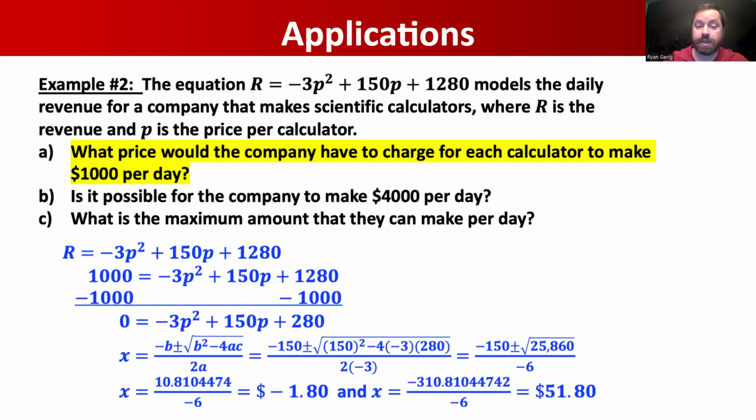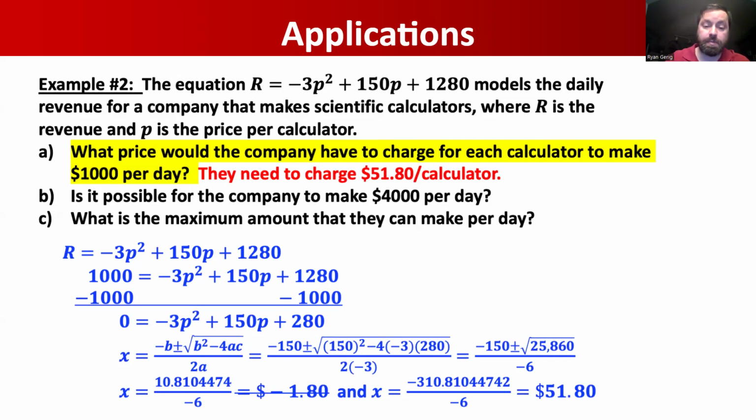Okay, 2 answers again. Makes sense, right? Because remember, the discriminant is positive. You should be getting 2 answers. But one of them in this situation does not make sense. The negative 1.80 would not make sense. You're not going to charge a negative amount for a calculator. The company would have to charge $51.80 for each calculator according to this equation to make $1,000 per day.